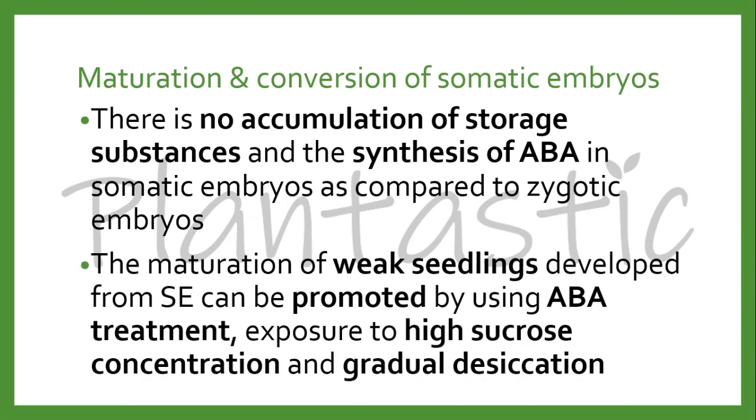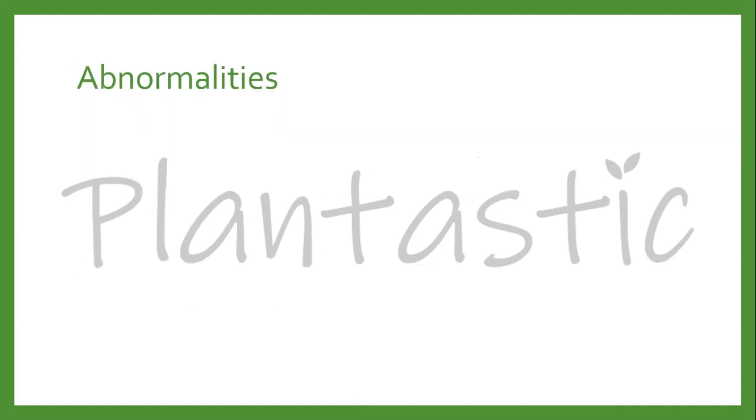The seedling generated from somatic embryogenesis is usually weak. Therefore, the maturation of the weak seedling developed from somatic embryogenesis can be promoted by using the ABA treatment or exposure to the high sucrose concentration and gradual desiccation. There are several abnormalities that will be observed under somatic embryogenesis.